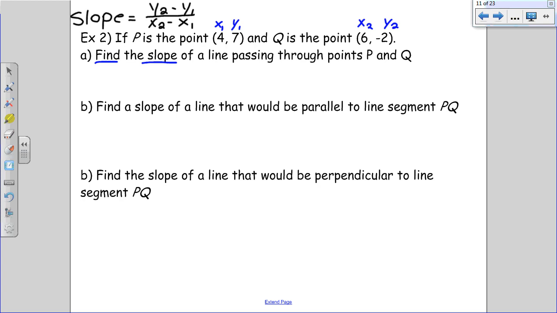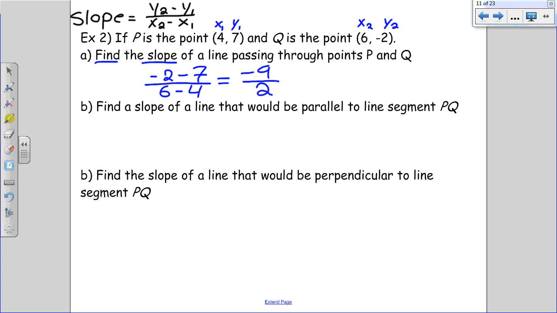Now we just plug things into our formula. So our formula is y2, negative 2, minus y1, that's 7. Divided by x2 was 6, x1 was 4. When calculating this, you just break it up into the top and the bottom, right? So you go negative 2 minus 7 equals negative 9 in your calculator. And in the denominator, 6 minus 4 is positive 2. Negative 9 over 2 should have been your slope between point P and Q.